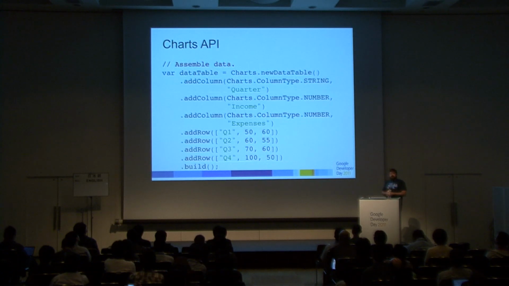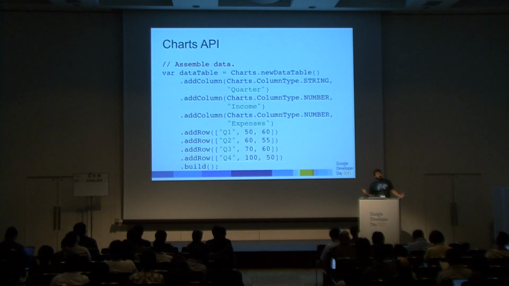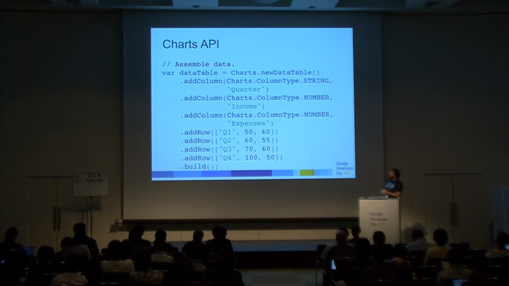Using the API is pretty simple. It's really done in two steps. The first thing you have to do is assemble your data. This is not the code from the demo. It's just a little bit easier to understand example. But basically, the data table is just a set of rows and columns.